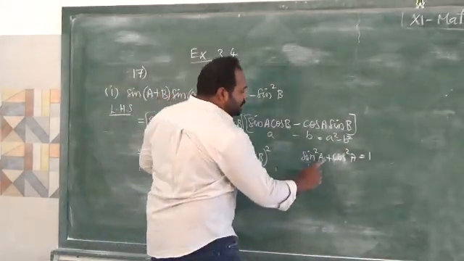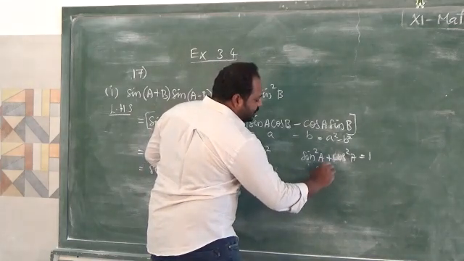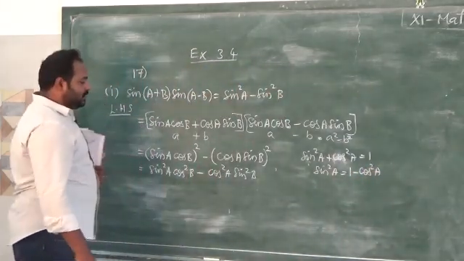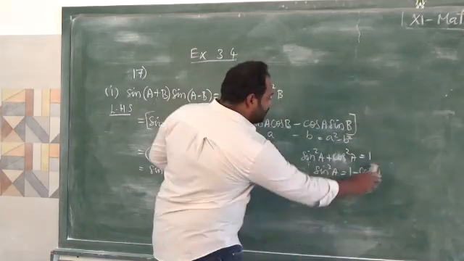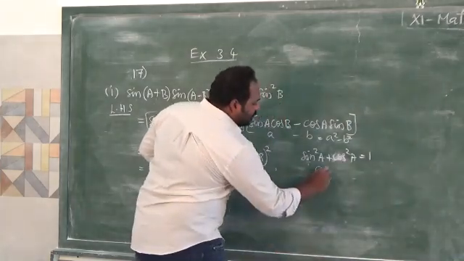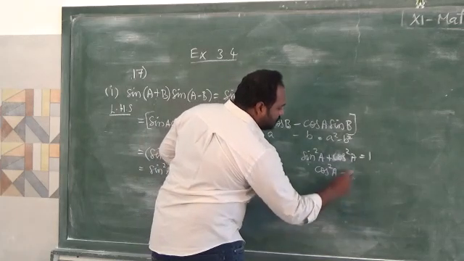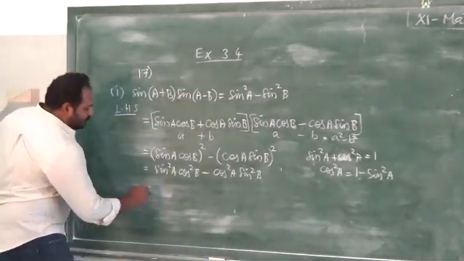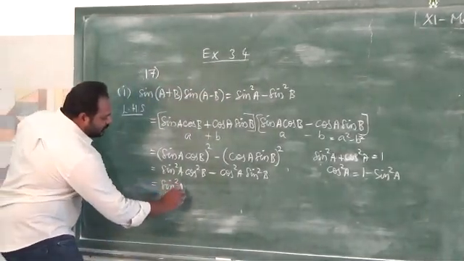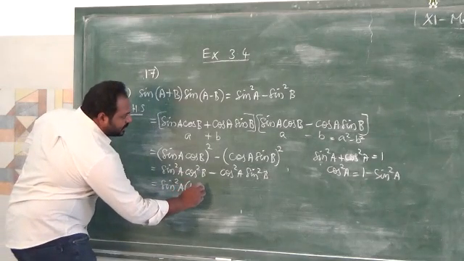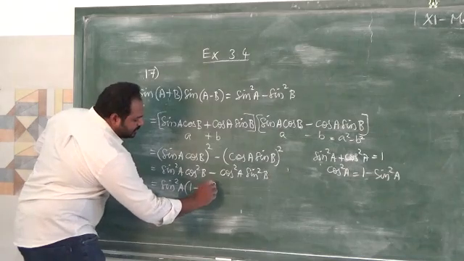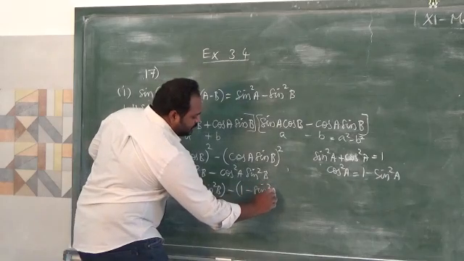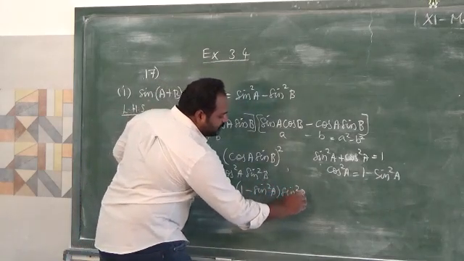So I need a cos square value. Cos square a equal to 1 minus sin square a. So here instead of cos square b, I am going to substitute 1 minus sin square b. Here, 1 minus sin square b, multiplied with sin square a.